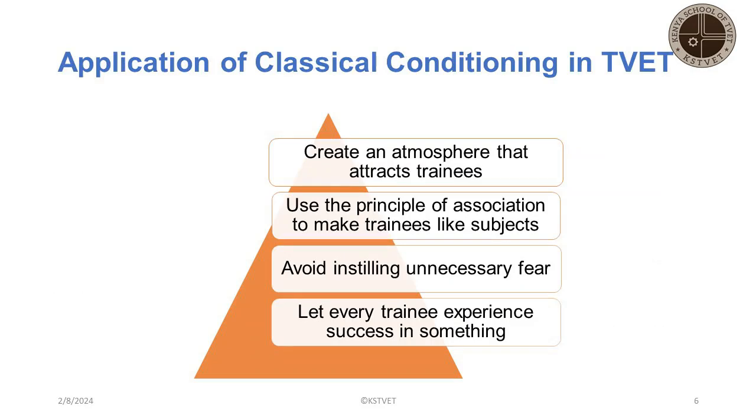Application number 1. Create an atmosphere that attracts trainees. Employ classical conditioning by associating positive and enjoyable elements with the learning environment. Make the training space comfortable, visually appealing, and conducive to learning. This positive atmosphere can create a positive emotional response, making trainees more receptive to the learning process.